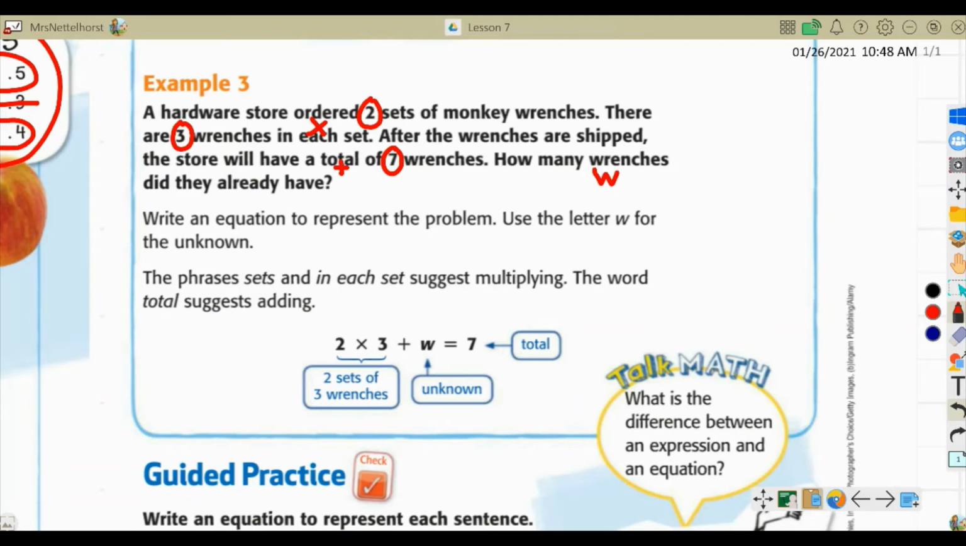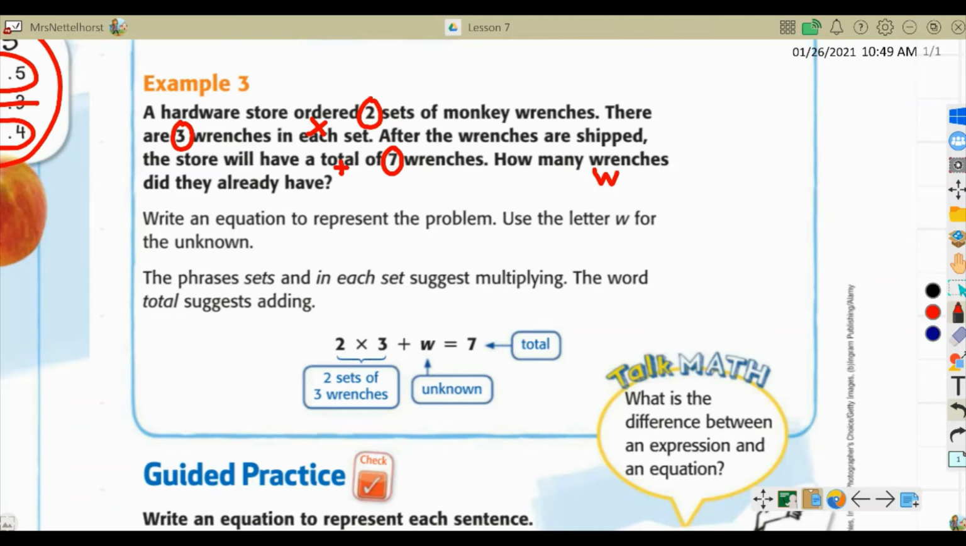So the word total suggests adding. Okay, total can also be for multiplying. So that's where it gets a little tricky with those keywords. You really have to understand the word problem. You can't just use the keywords to decide how to manipulate these numbers.